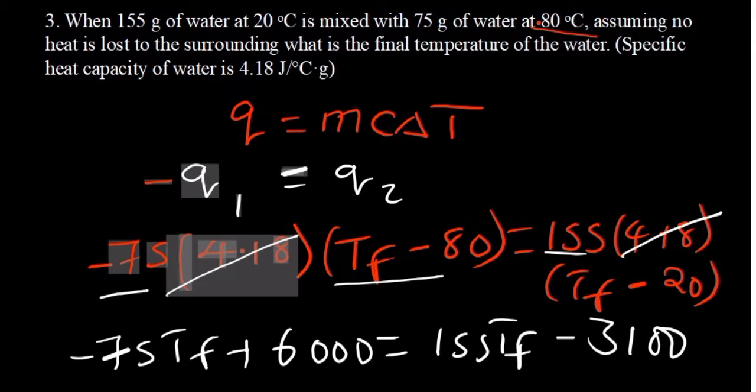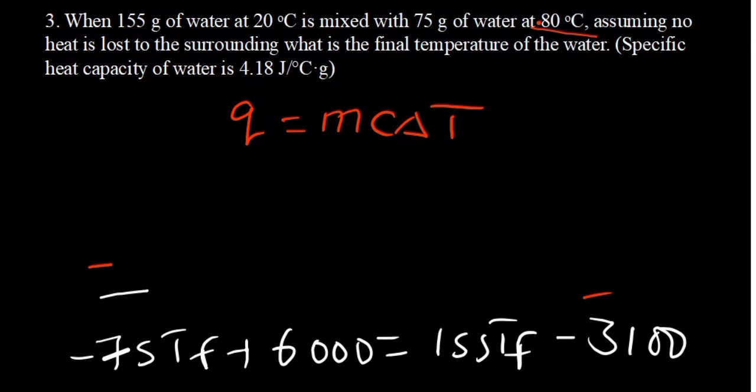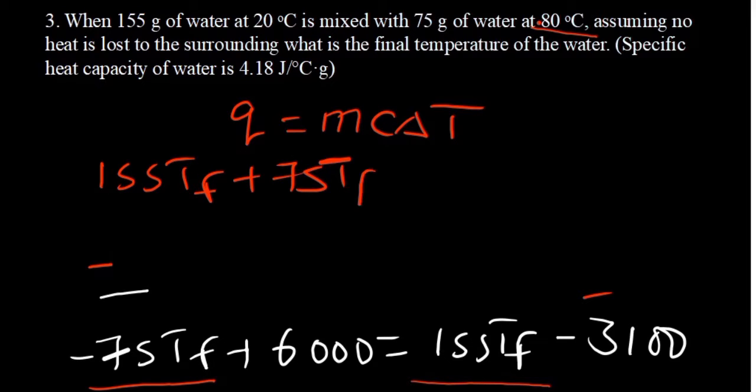We need to collect the like terms. So what are the like terms in this case? We have this part having the T final and that part having the T final. They are like terms, so we can make them be on one side. So 155 T final plus 75 T final is equal to, on the other side, 6,000 plus 3,100. So 155 plus 75 is giving us 230.